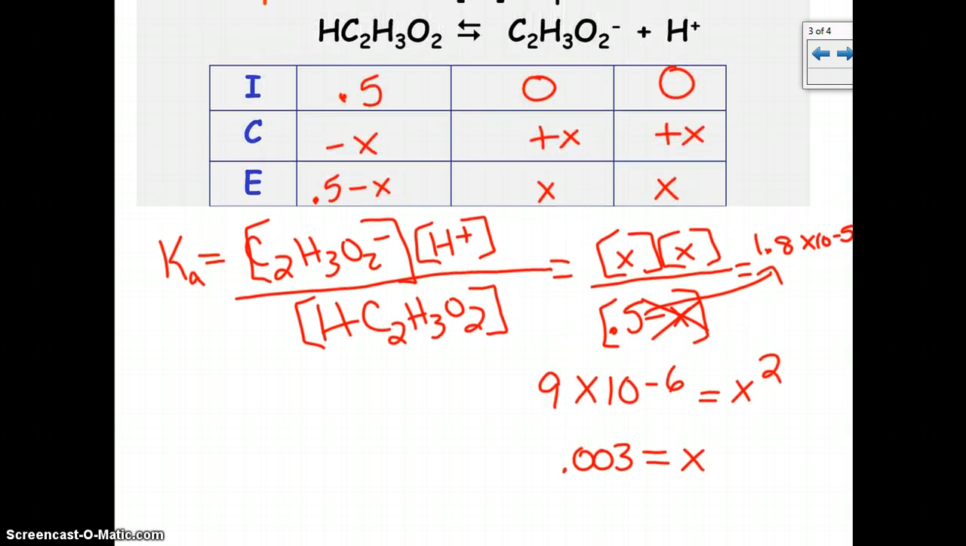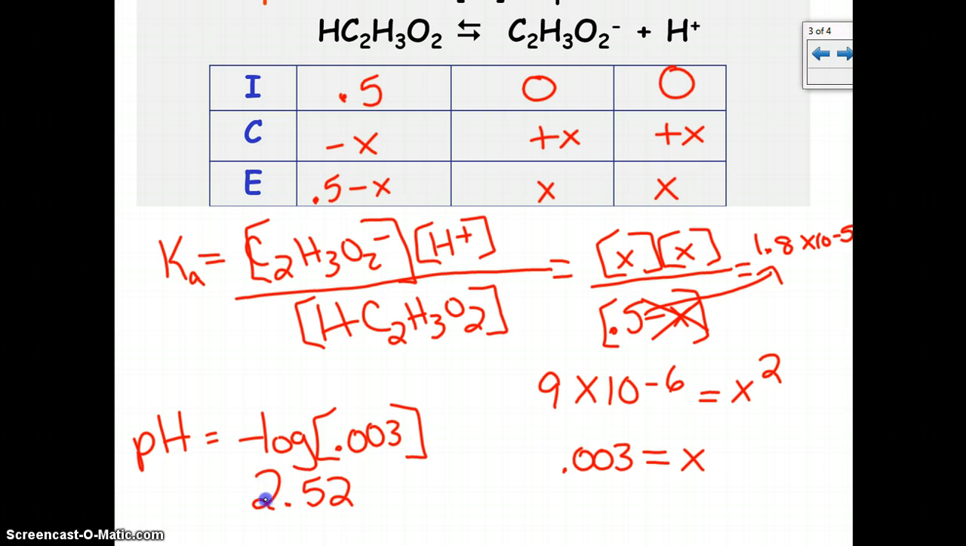Well, we're really looking for pH. We just care about the H plus, which is this. So now we can plug in the concentration into our equation, and that's our pH. Okay? All right. Let's try one more problem.